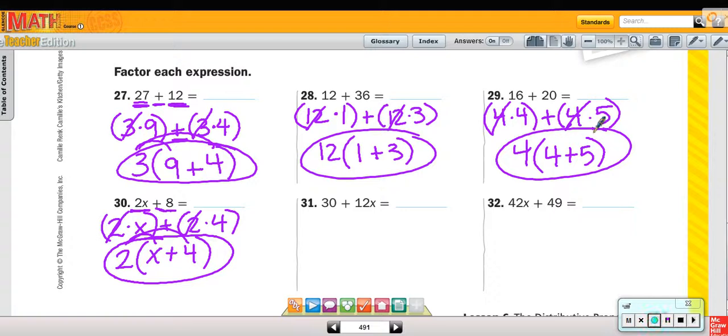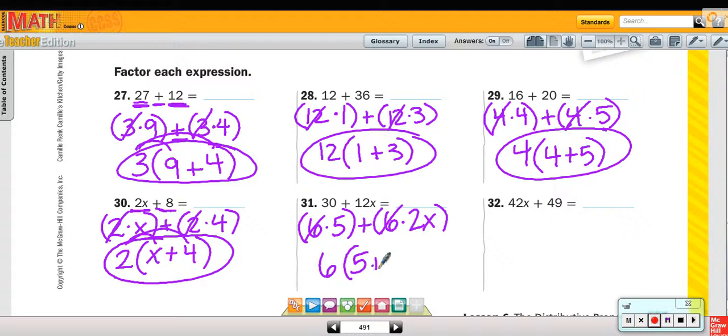On 31, what is my GCF of 30 and 12x? 6. So 6 times what makes 30? 5. 6 times 5 plus 6 times what makes 12x? 2x. Don't forget that x. That's really important to make 12x. If we just have a 2 here, 6 times 2 only makes 12. And we need a 12x there. So remove our GCF of 6. What's left inside?